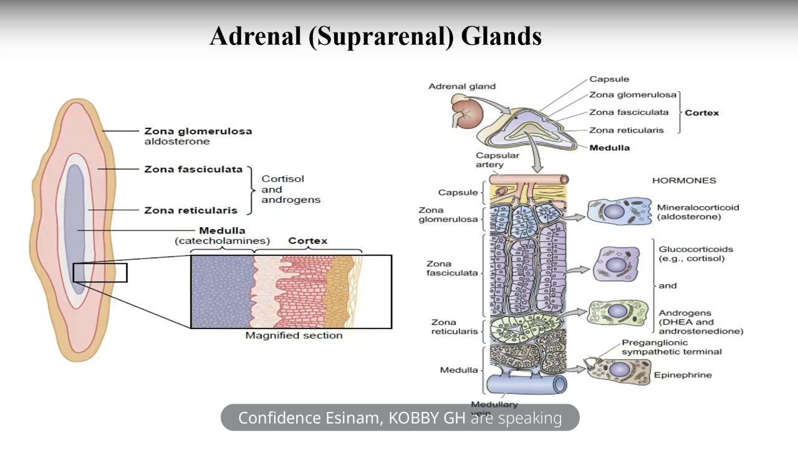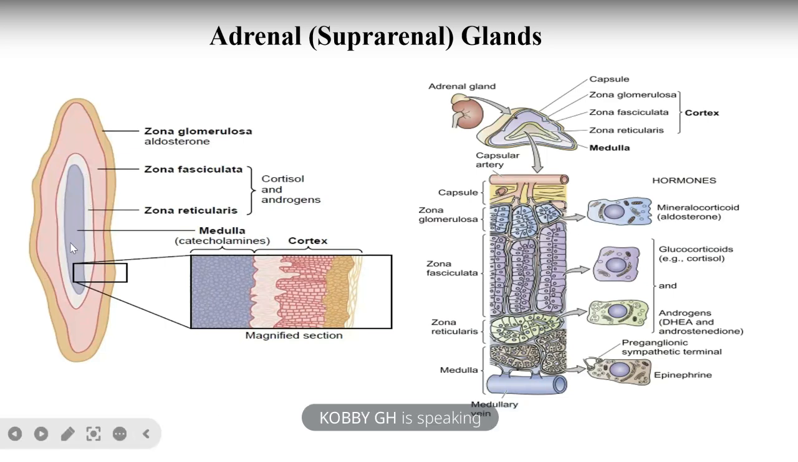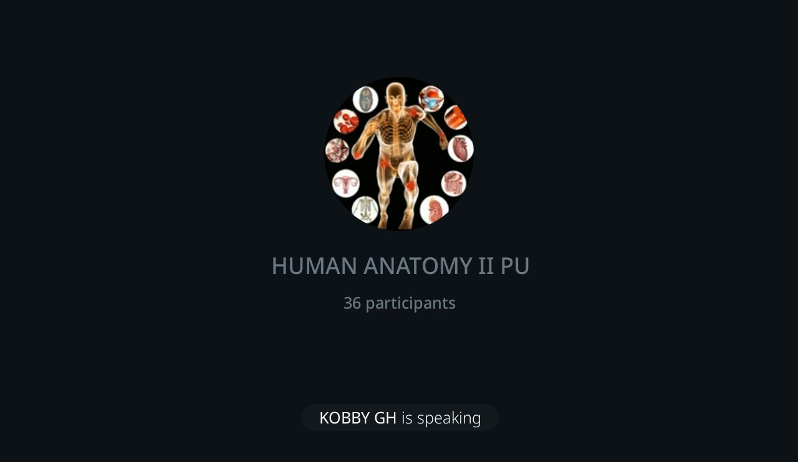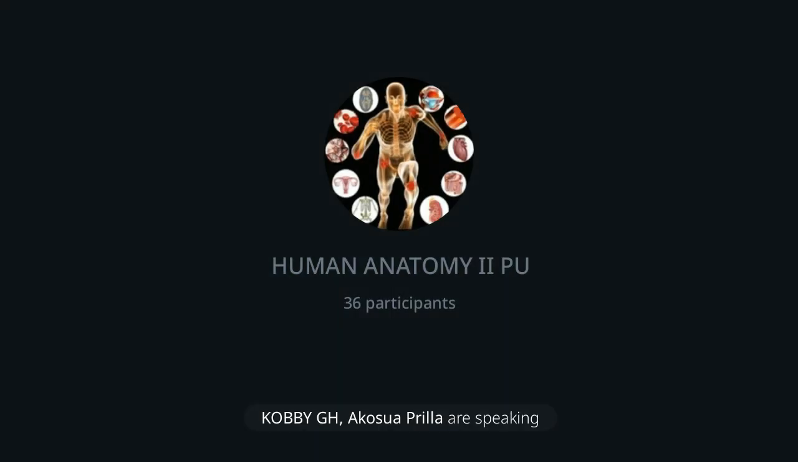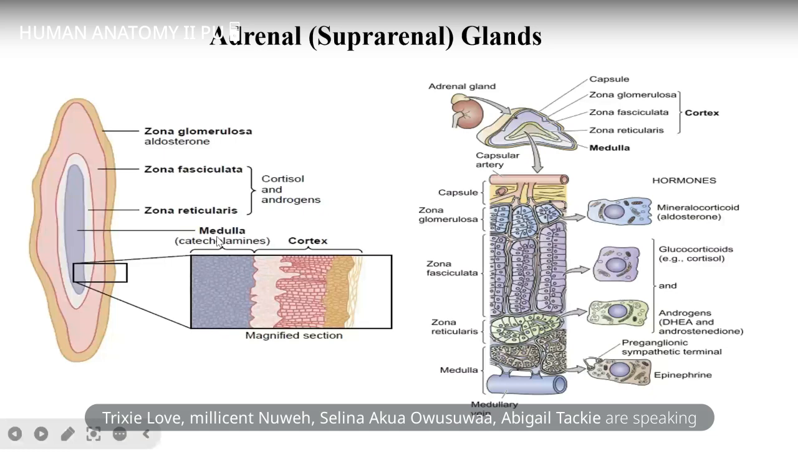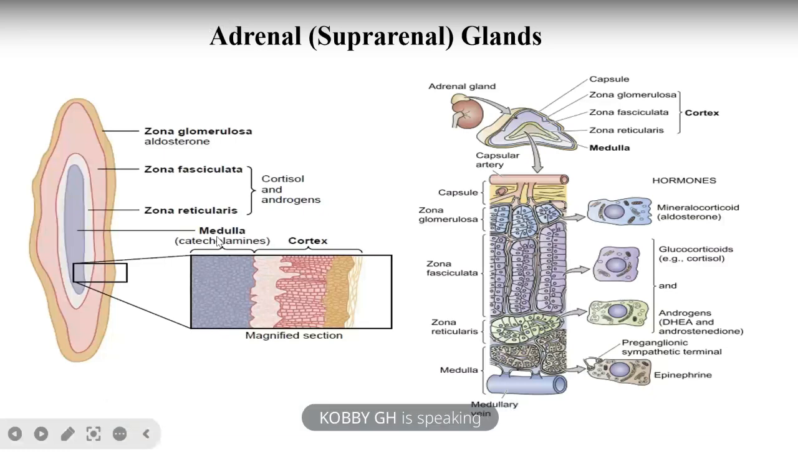Is that okay? Good. Now, the middle part that we call the medulla, the hormones they produce are three. We have epinephrine, norepinephrine, and dopamine. Together, all the hormones produced by the medulla, when we put all of them together, we call them catecholamines. Say catecholamines. Catecholamines.